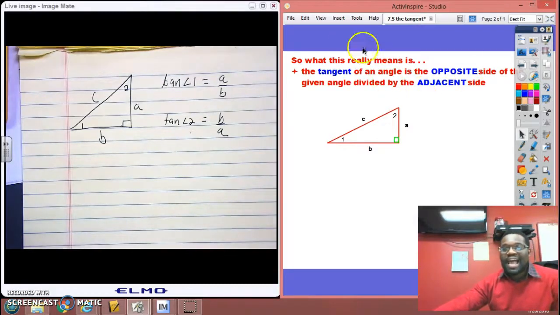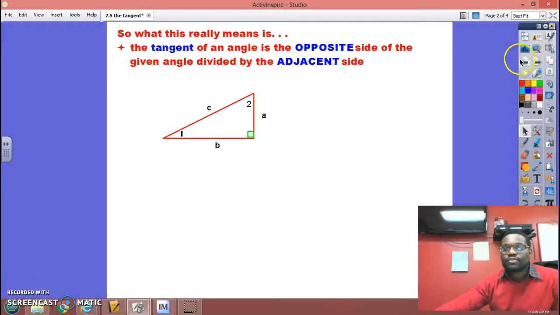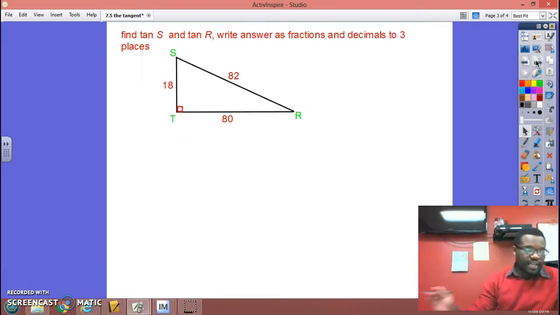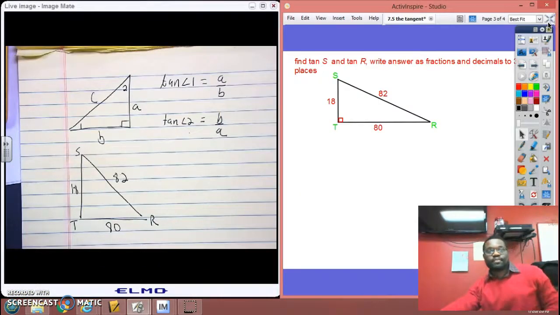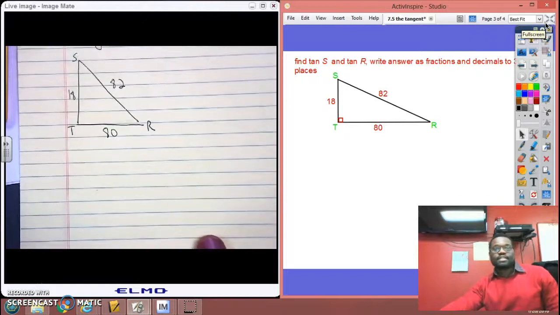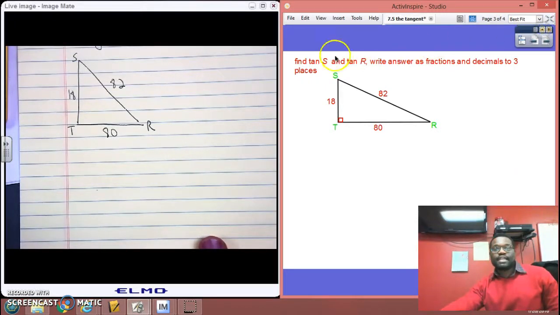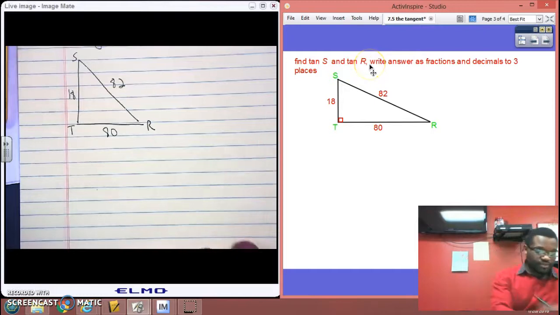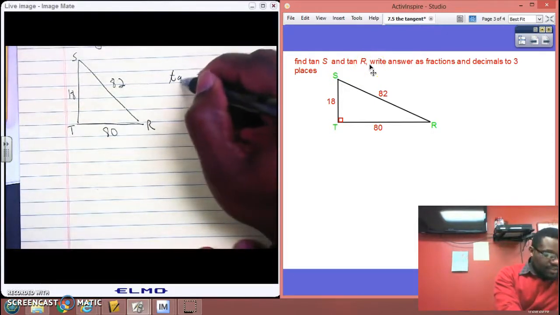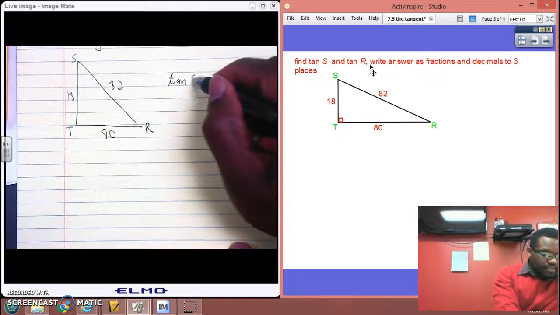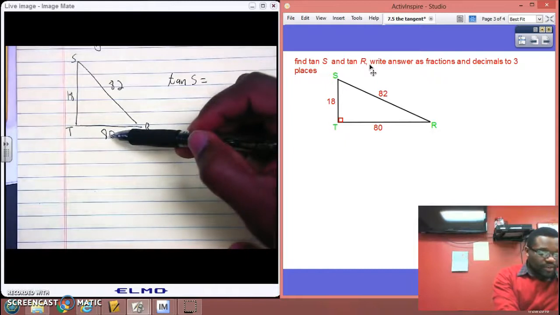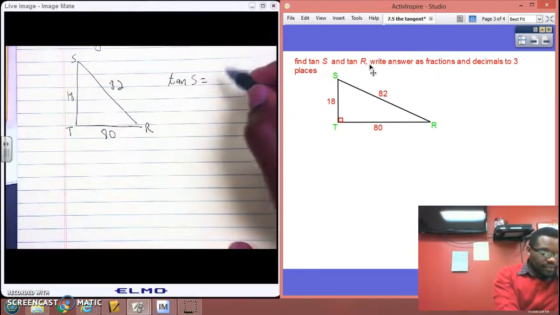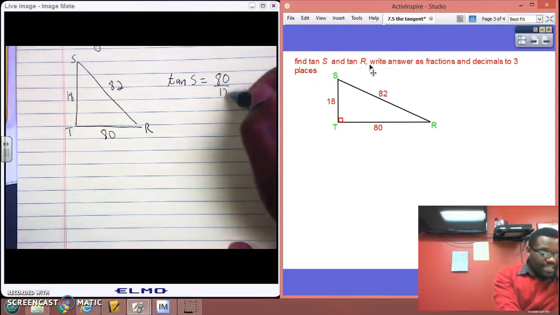All right, so how do we actually use this? Here's an example of how we use the tangent. All right, so let's take a look at that. If I'm looking at this example here, they want me to find the tangent of S and the tangent of R. Okay, so I want to say tan, notice how I'm writing it, of S equals, the tangent is opposite over adjacent. Okay, so that's 80 over 18.